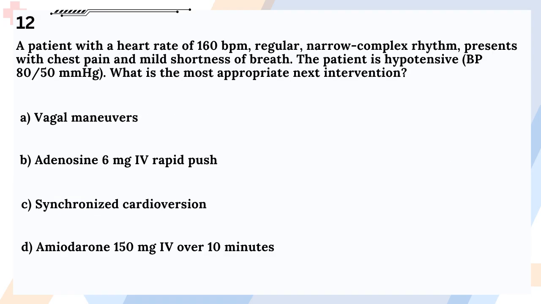Question 12. A patient with a heart rate of 160 BPM, regular, narrow complex rhythm, presents with chest pain and mild shortness of breath. The patient is hypotensive, BP 80/50 mmHg. What is the most appropriate next intervention? A. Vagal maneuvers. B. Adenosine 6 mg rapid push. C. Synchronized cardioversion. D. Amiodarone 150 mg over 10 minutes.